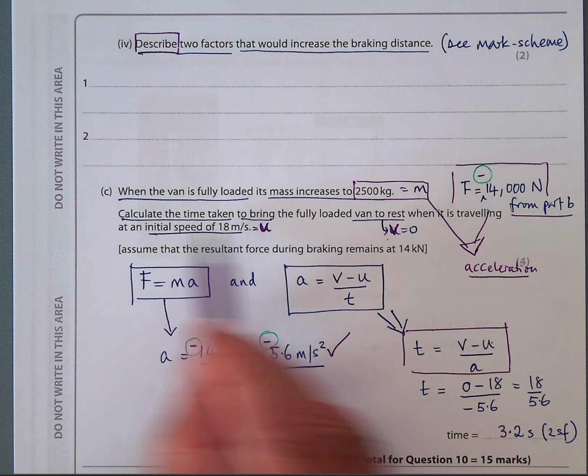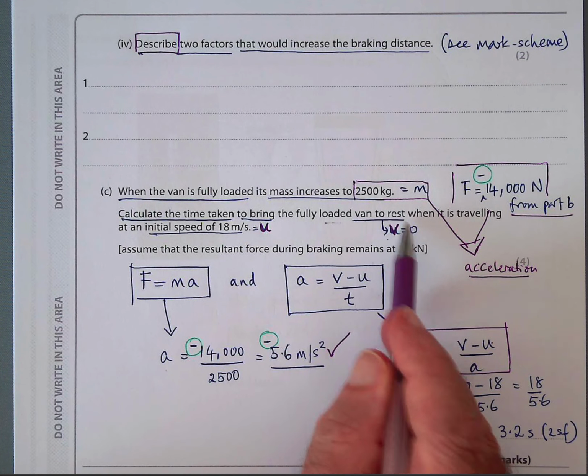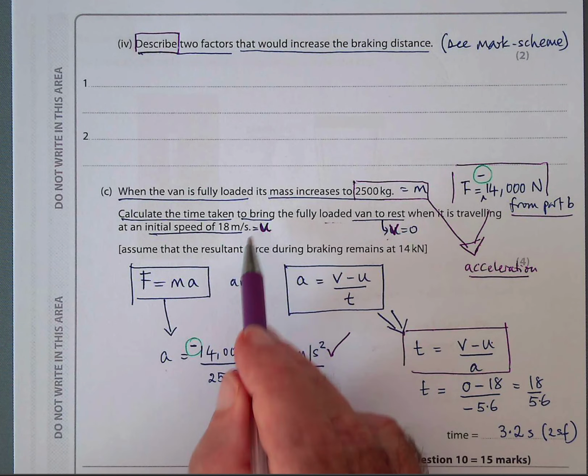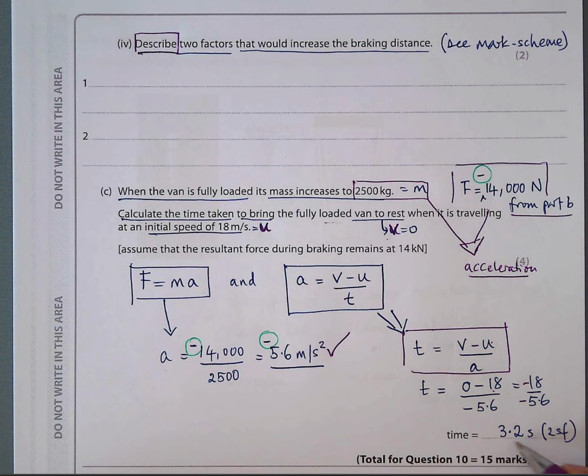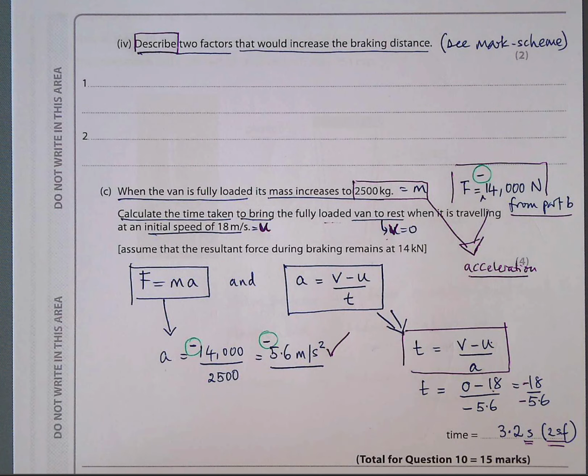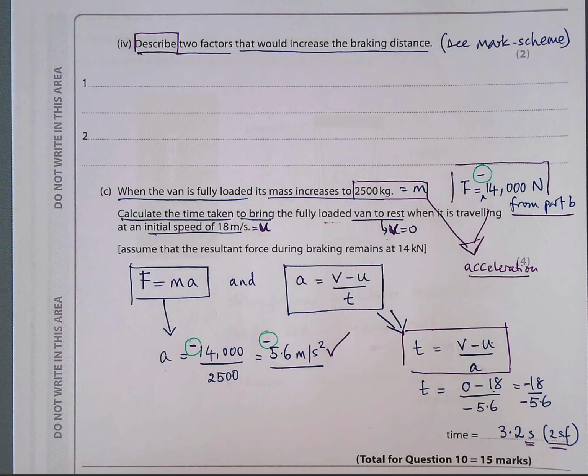Finally, to bring the fully loaded van to rest, so V should be 0. Initially it would be 18, which is why I've put 0 minus 18 there. Okay, so it'll be minus 18 over minus 5.6, so the minuses cancel out and give you 3.2, and the units must be in seconds. Again, you only need 2 significant figures. Okay, hope that makes sense.